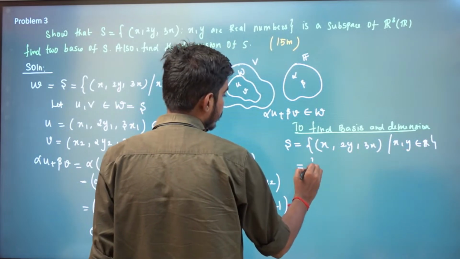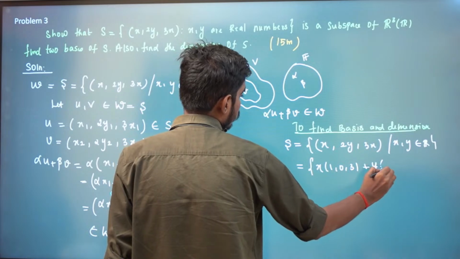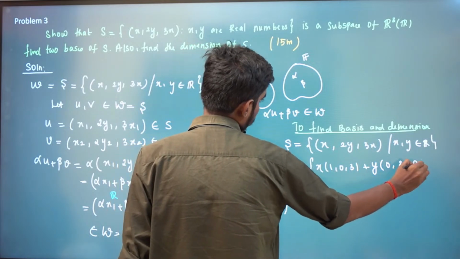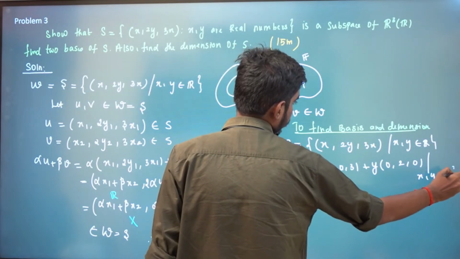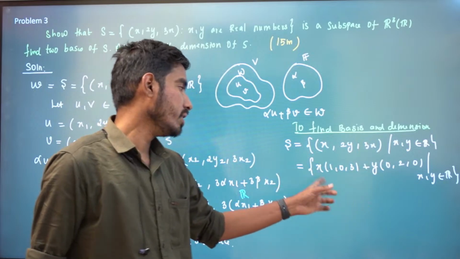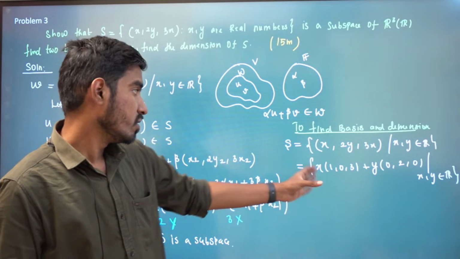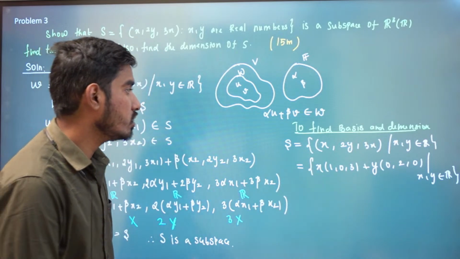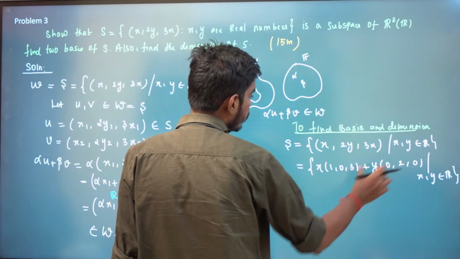Can I write this as x times (1, 0, 3) plus y times (0, 2, 0), where x, y belong to real numbers? Yes or no? I can write this. That means I can span the entire set with the help of two vectors, which are (1, 0, 3) and (0, 2, 0). That means this is also linearly independent.